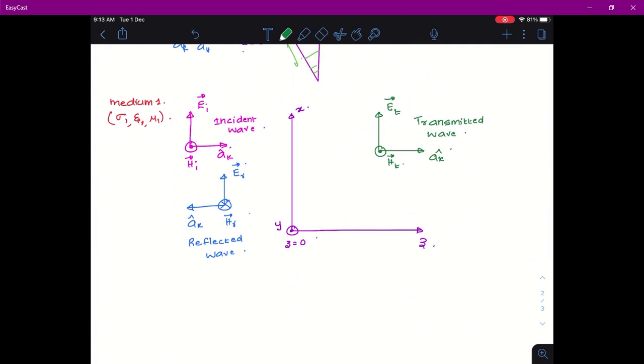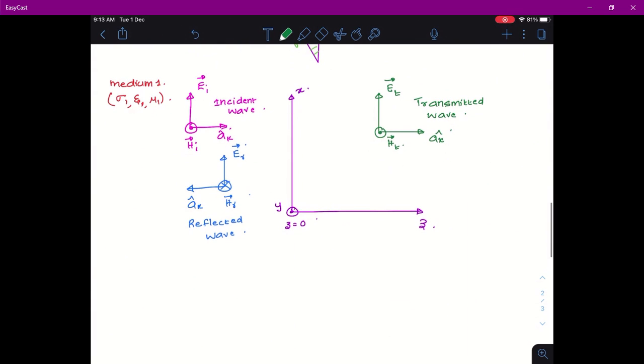So basically E_I, E_R, E_T, H_I, H_T, H_R all are parallel to the plane of incidence.